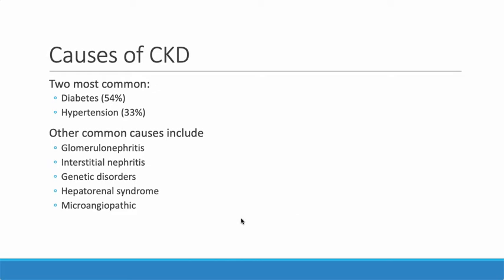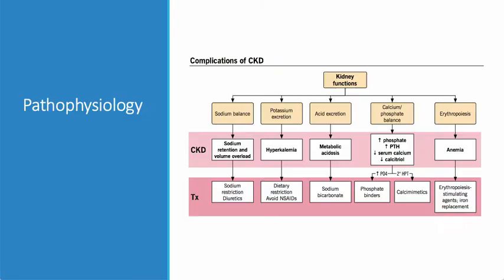Other causes of CKD are glomerulonephritis, interstitial nephritis, genetic problems, some autoimmune disorders like those that we've mentioned, glomerulonephritis being largely an immune problem. So those are the causes of CKD.